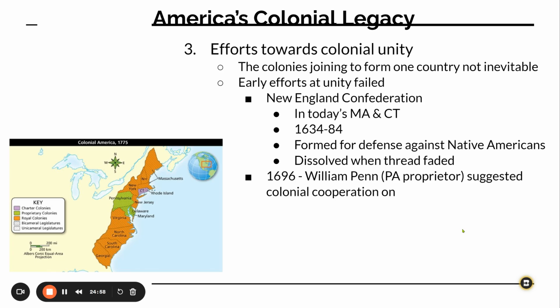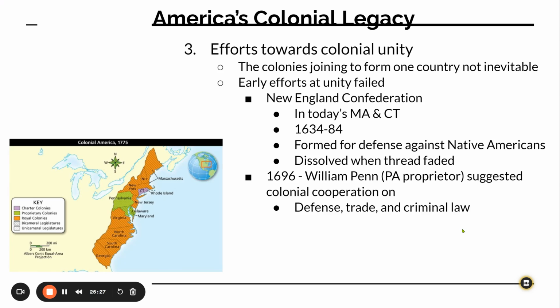1696, William Penn, the proprietor of Pennsylvania, pitched colonial cooperation on those three areas: defense, but also trade. And trade was an issue not only between the colonies, but also was a source of conflict between the British in Britain and the British colonists.